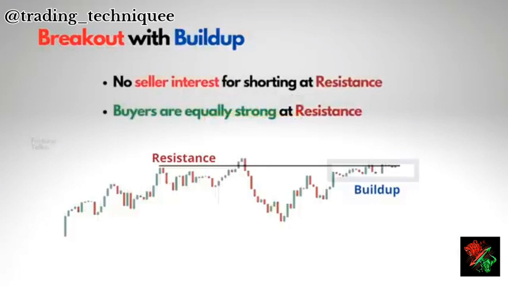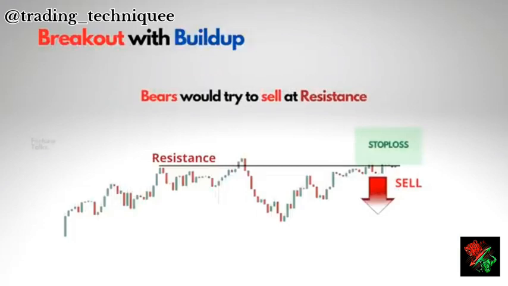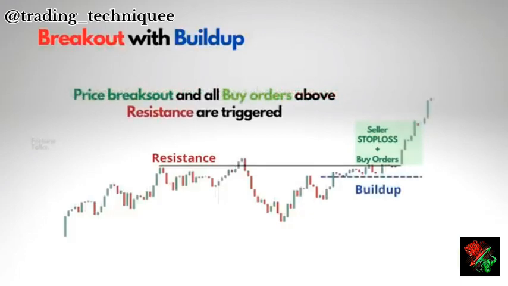Either there are no sellers out there who are interested in selling, or there are equally strong buyers at the resistance. No matter what the scenario, whether it is number 1, there are no sellers, or number 2, there are equally strong buyers, it does not look good for traders who are looking to short either way. And on top of that, the clusters of stop losses above the resistance level would create an incentive for the smart money or the big players to actually break out higher so that they can leverage the stop losses to take the market above the resistance.